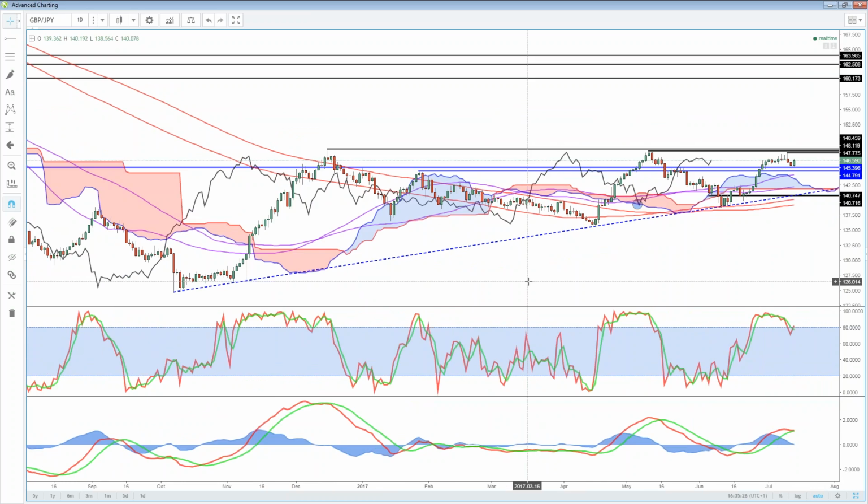The momentum is clearly with the bulls right now, because we've got this long series of higher lows. We've got this flat top. That's a rising triangle. A rising triangle is typically bullish.